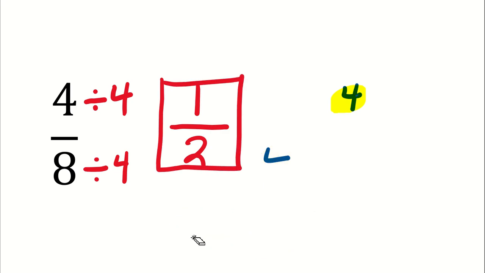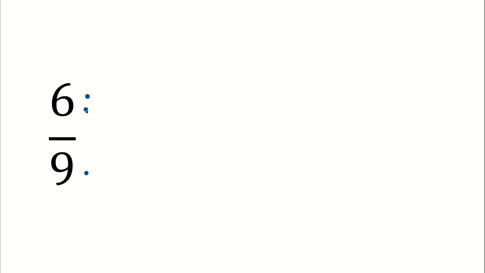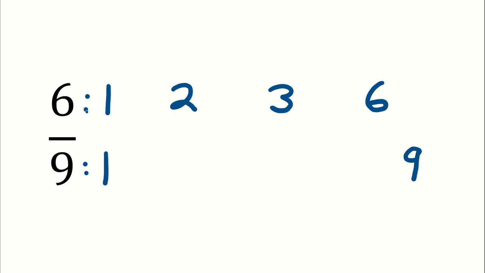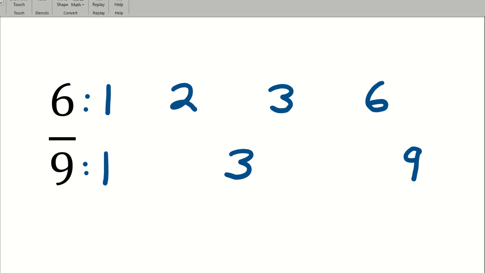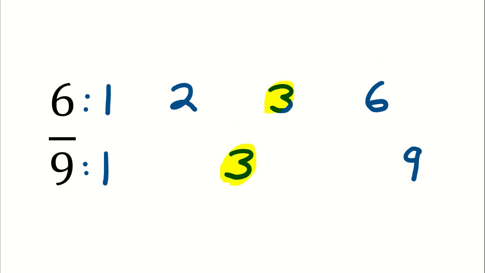Now, it's the same process for every fraction out there. Let's do it with this one right here as well. So now we have 6 and 9. Let's find the factor pairs of 6. 1 times 6 is 6, and then 2 times 3 is 6. Now let's find the factor pairs for 9. 1 times 9 is 9, and 3 times 3 is 9. And now the biggest number that appears on both lists is 3.